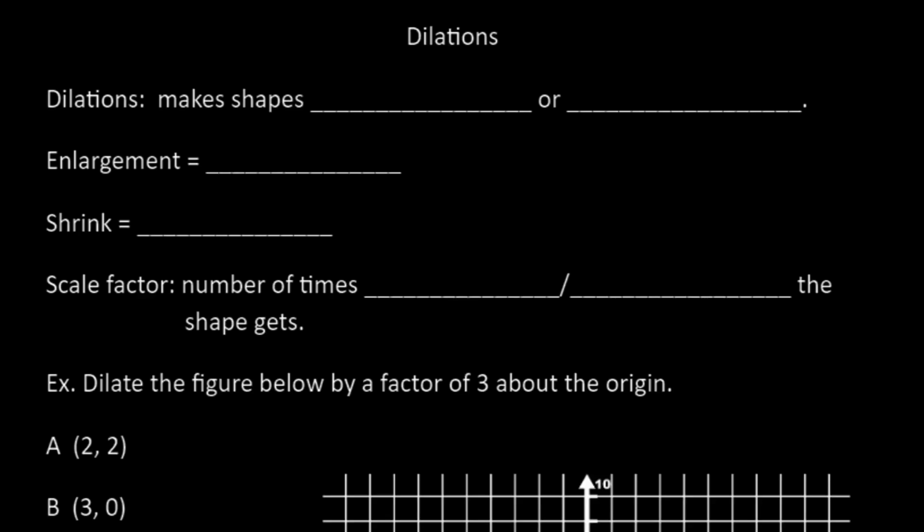A dilation. What does a dilation do? Makes things smaller. Makes a shape either bigger or smaller. Good. Now, if you remember from the very first day of transformations, a dilation is the only type of transformation that is not what? Rigid. Good, not rigid. It is not a rigid transformation. The shape is changing. It's being made smaller or bigger.